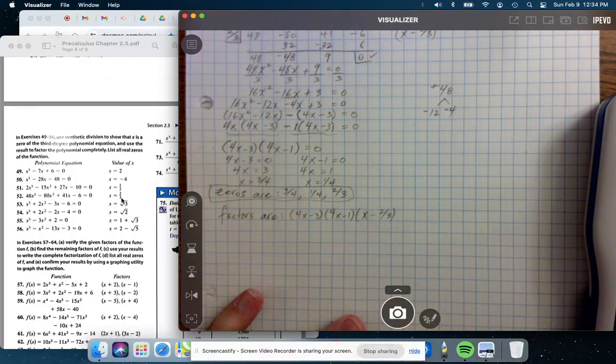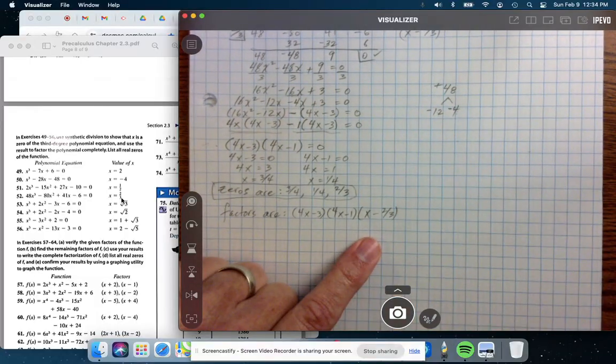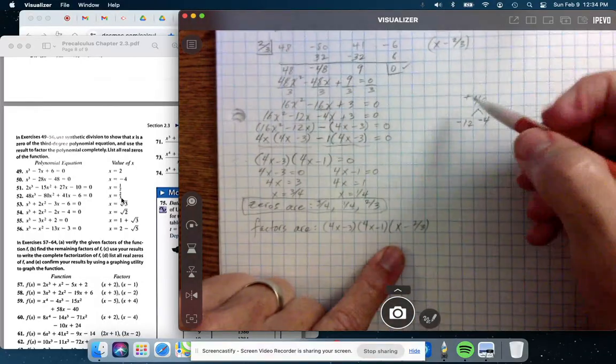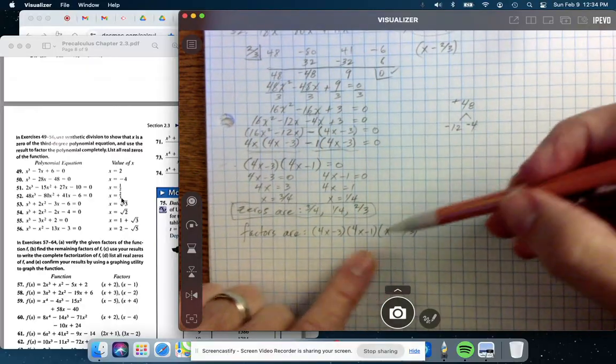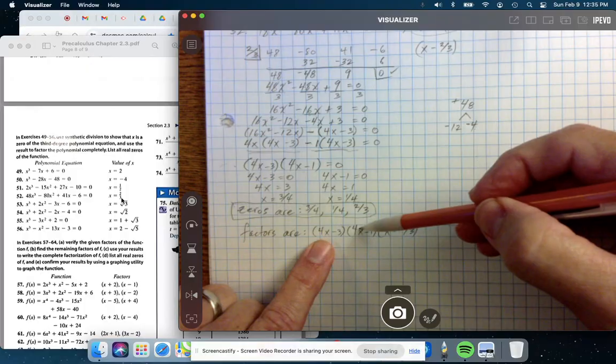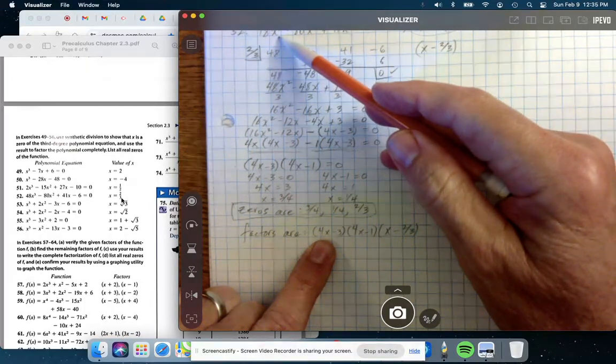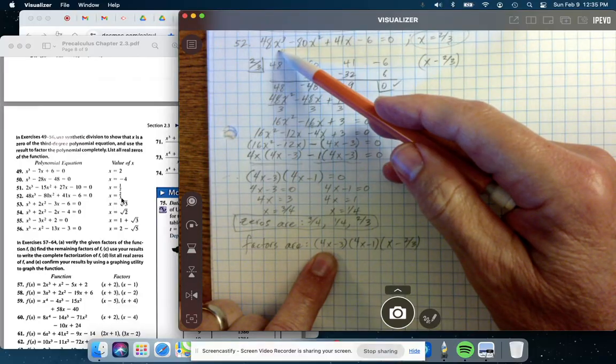All right, x minus 2/3 is a factor, but if you notice, if I were to multiply all this back out, 4x times 4x is 16x, times x is 16x cubed, but originally it was 48x cubed, right? So what's going on there?